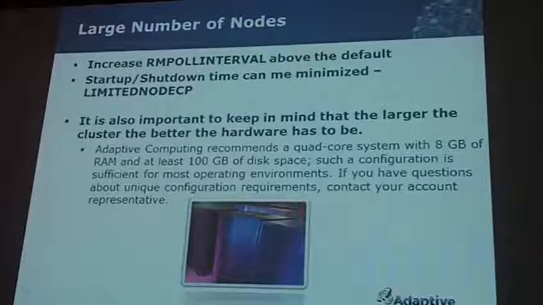All right. Another setting you can do is the limited node CP. And what that does is limits what information is being checkpointed for each node. As long as Moab's not churning through all that extra data, again, you're going to have a performance increase.